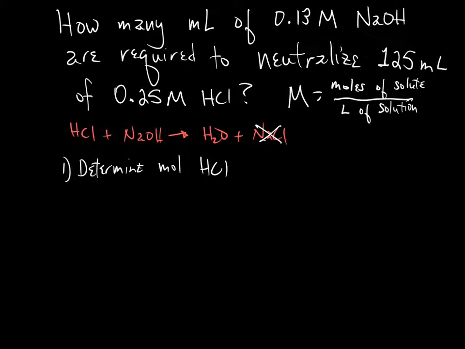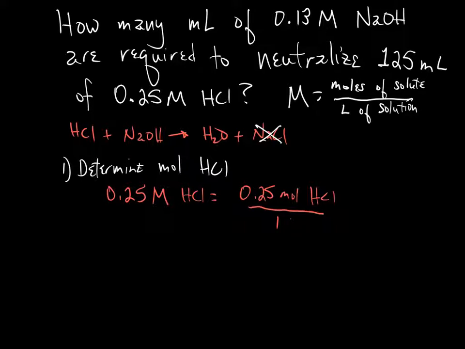Because that's going to let us know how many moles of base we need in order to neutralize it. So now let's do that. The problem gave us this for the HCl. That's the exact same thing as saying 0.25 moles of HCl in 1 liter. All right, that's the exact same thing. So now we just have to figure out how many moles we have.